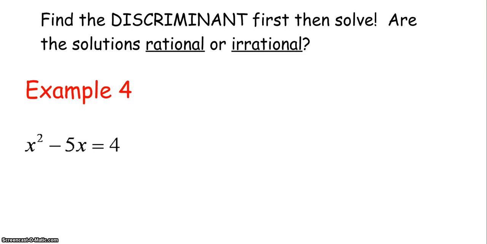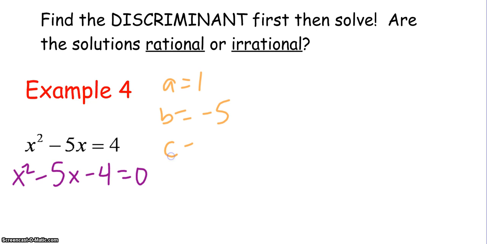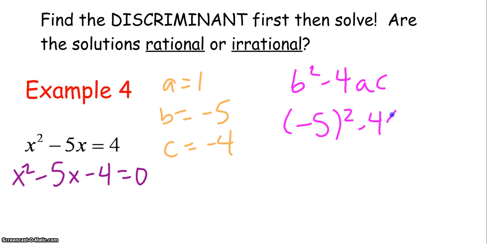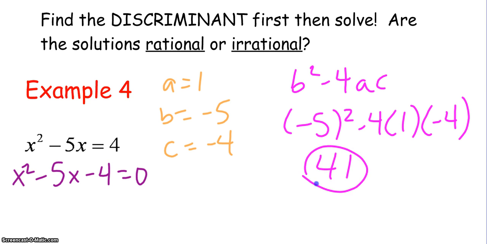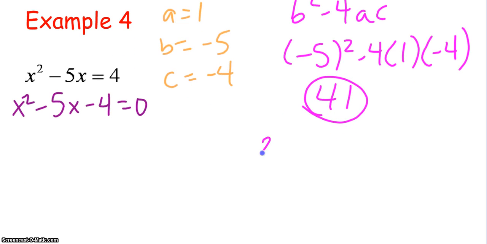All right, let's try this one. Before you do, notice it's not in standard form. So we need to actually find out the standard form. So I can subtract 4 from both sides and make it equal to 0. Now it's correctly identified in standard form. So a is 1, b is negative 5, and c is negative 4. So b squared minus 4ac is negative 5 squared minus 4 times 1 times negative 4. So this is going to result in 41. So 41, because it's positive, means I have two real solutions.